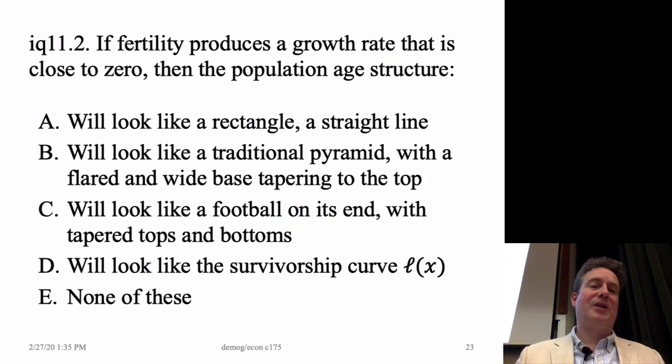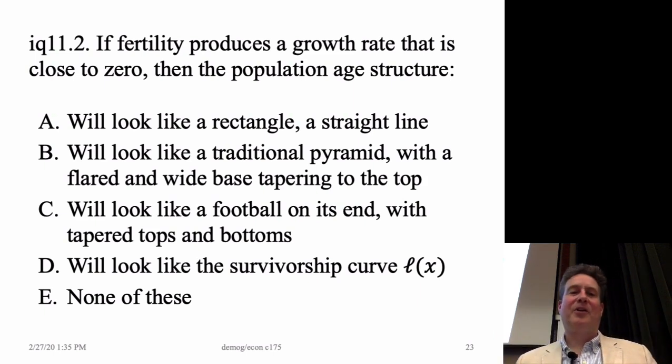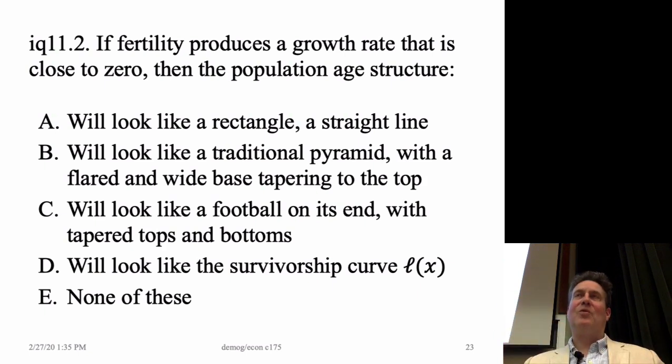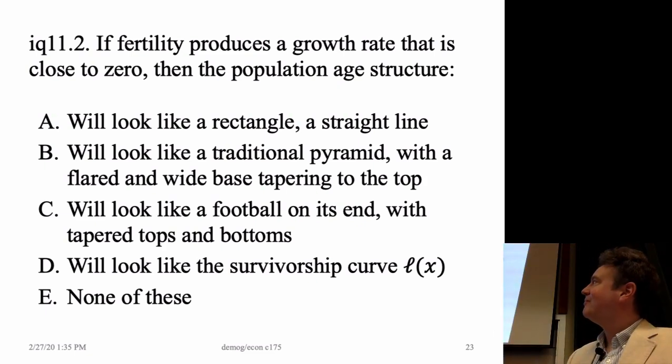A is not correct. Looking like a traditional pyramid with a flared and wide base tapering to the top. The flared and wide base part gives it away. That's not correct, because you get a flared and wide base when you've got very rapid population growth with high fertility. I'd have to think about that a little bit. If you had high enough mortality, would you find that still? I'll think about it some more. So this is a hard one.